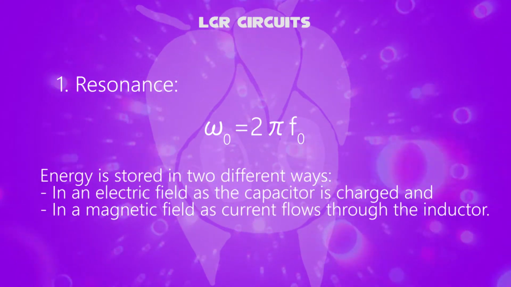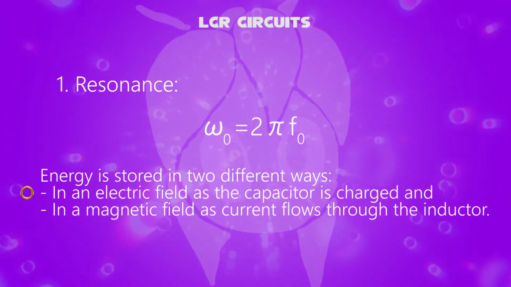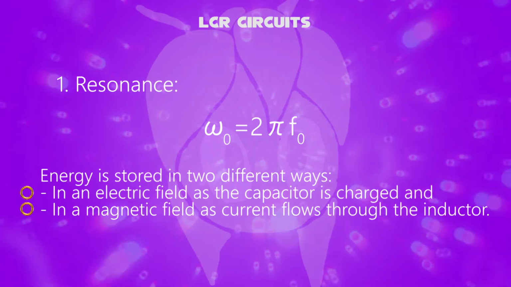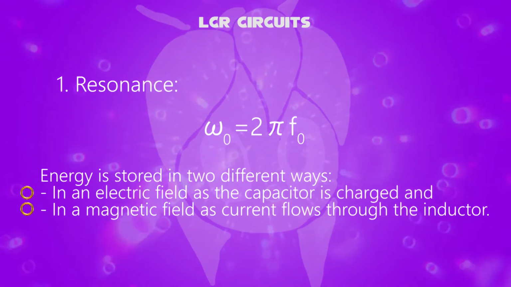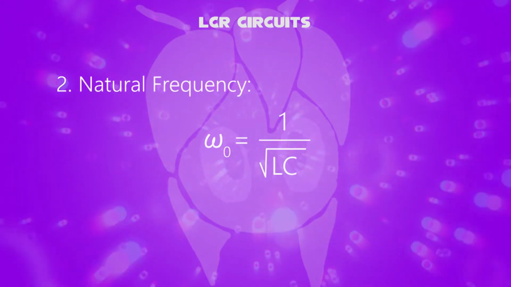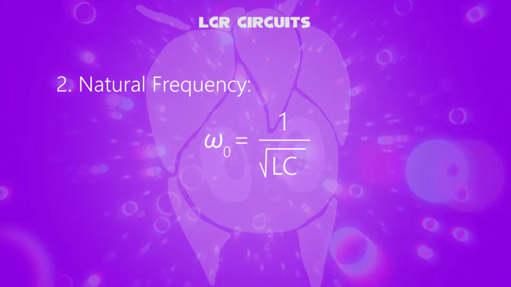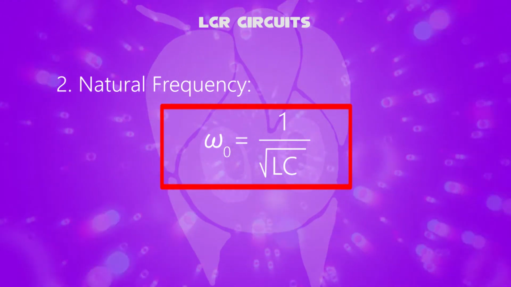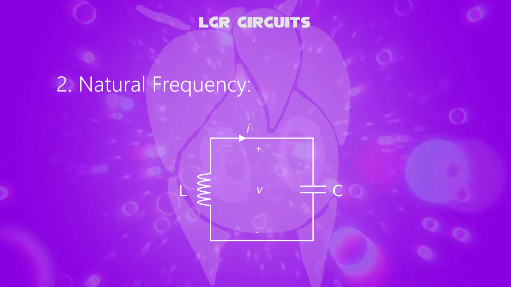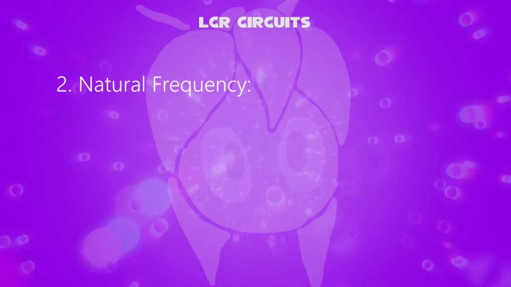When this happens, energy can be stored in two different ways: in an electric field as the capacitor is charged, and in a magnetic field as current flows through the inductor. Thus, the resonance frequency is defined as the frequency at which the impedance of the circuit is at a minimum. Next, for natural frequency, the driven resonance frequency in a series or parallel resonance circuit has the value ω0 equals 1 divided by square root of LC. This is exactly the same as the resonance frequency of an LC circuit, that is, one with no resistor present.